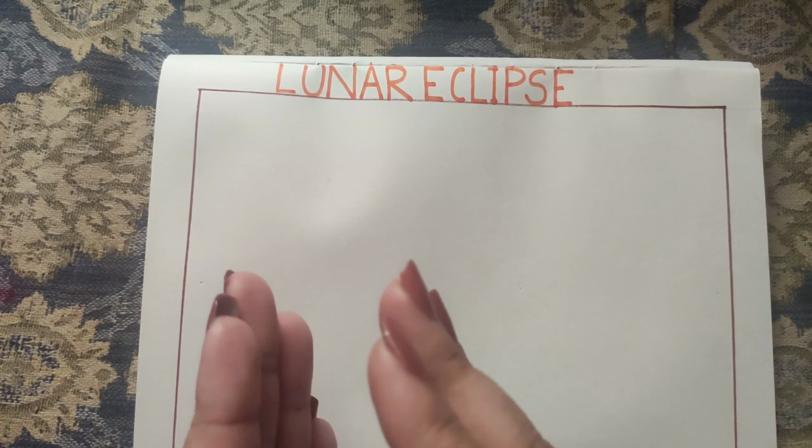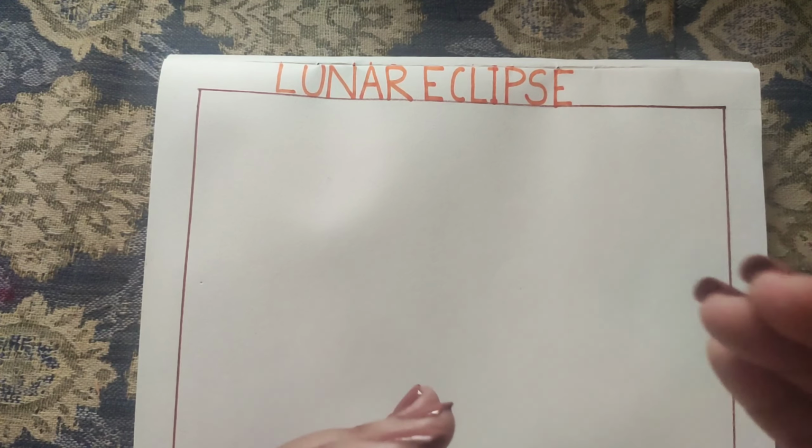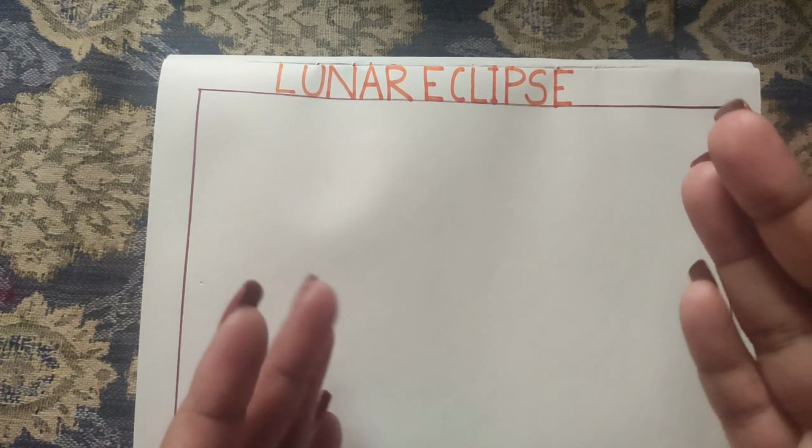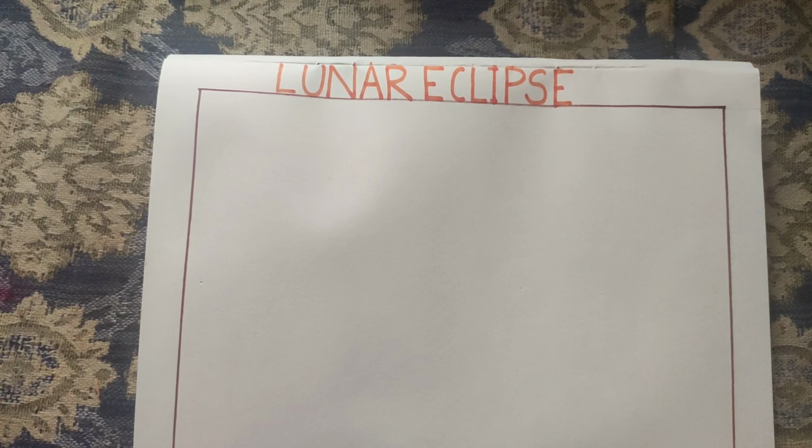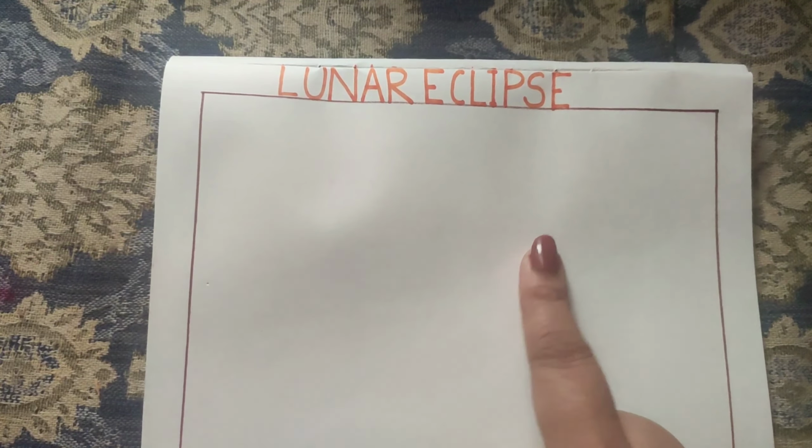A heavenly body casts a shadow on the other. So over here what happens? The earth comes in between the sun and the moon, casting its shadow on the moon. So first of all, over here the order is sun, earth, then moon.